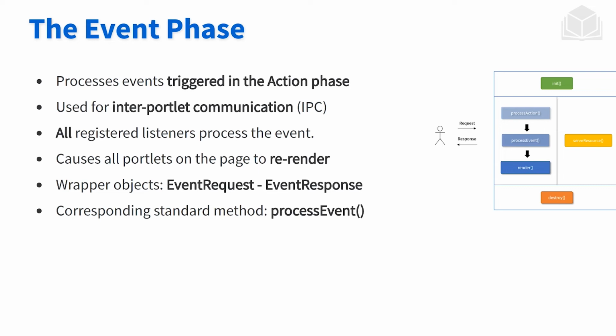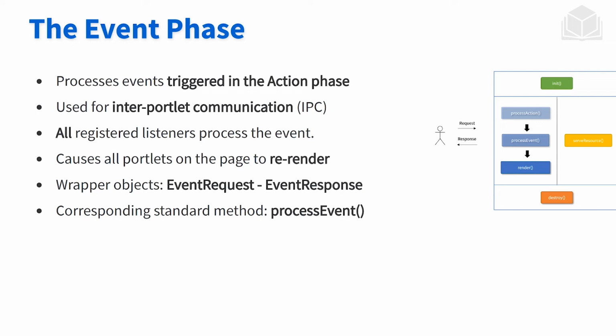So if a specific event object is sent and portlet B is the one configured to listen for it, once that object is sent, it will then retrieve the event object, and then we can do whatever it is that we want to that event object.